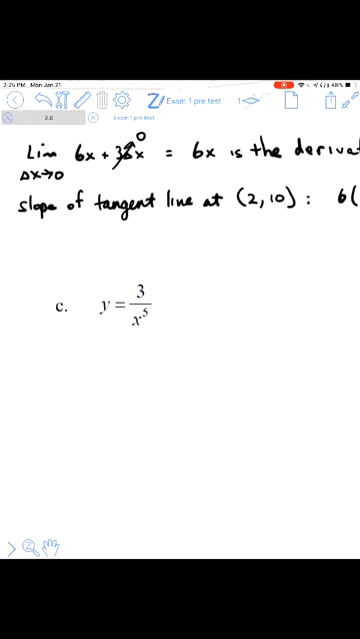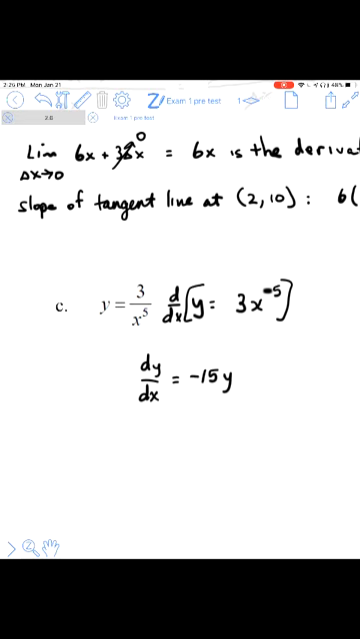To part C, we're going to move this term to the numerator, give it a negative exponent. It's going to make it easier to differentiate, because now we can just use power rule. So finding the derivative with respect to x. Simple power rule says the coefficient there is going to multiply with the exponent. So that's negative 15 times y, then subtract 1 from the exponent, gets negative 6.